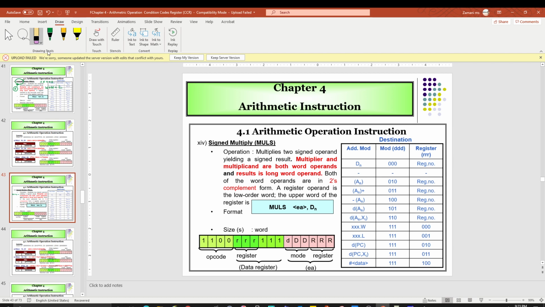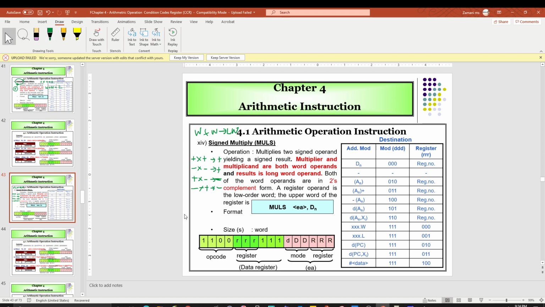Okay, this is the one that we learned before. Plus times plus is plus, minus times minus is plus, plus times minus is negative. So minus. This is the same thing, minus times plus is going to be negative also. Okay, so multiplier and multiplicand are both word operands, and the result is also a long word operand. So it should be word times word is equivalent to long word.